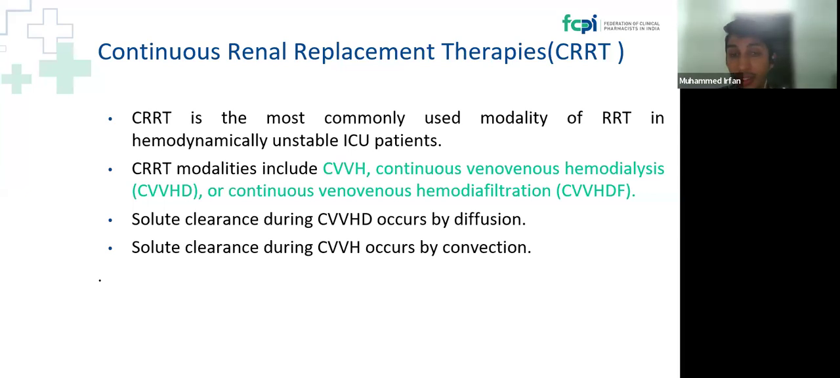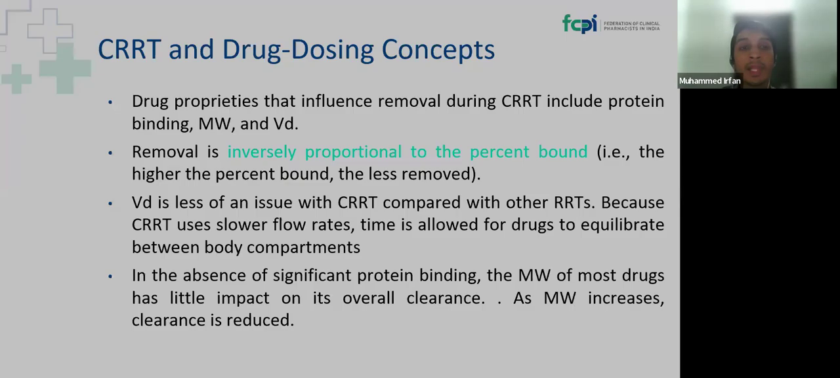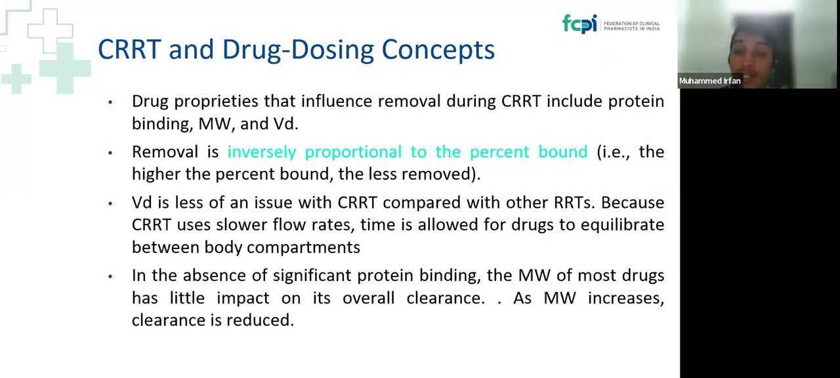CRRT modalities are CVVH, continuous veno-venous hemofiltration, CVVHD, continuous veno-venous hemodialysis, and CVVHDF, continuous veno-venous hemodiafiltration. Solute clearance during CVVHD occurs by diffusion, and solute clearance by CVVH occurs by convection. CRRT and drug dosing concepts are our responsibility, and we should look into that. Drug properties that influence removal during CRRT include protein binding, molecular weight, and volume of distribution.